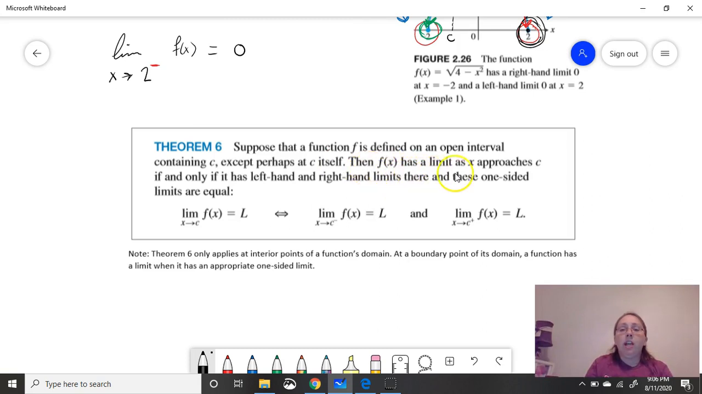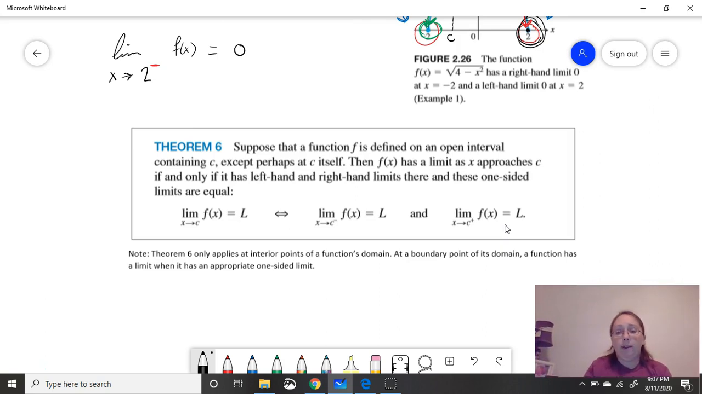Who knows? But it might have a problem at c. Then the function f has a limit as x approaches c if and only if the left-hand and right-hand limits exist and these one-sided limits are equal. So in general, our limit exists if the left-hand limit and the right-hand limit are the same. So if you approach from the left and you approach from the right, you get the same limit. The general limit exists. So we've been doing that, but now we've formalized it, and that's the only change that you should see here.